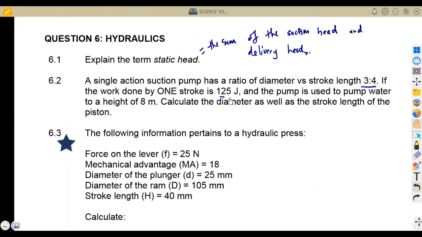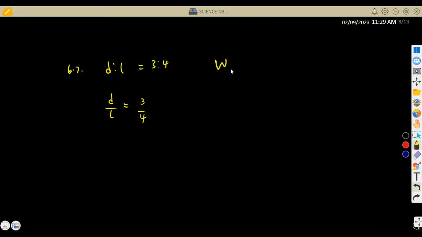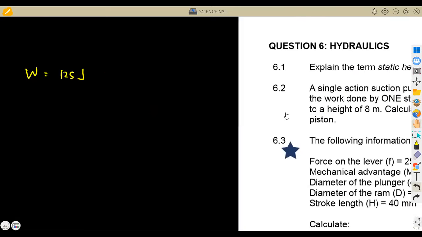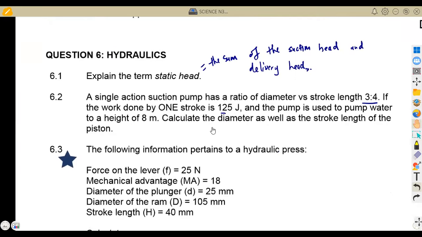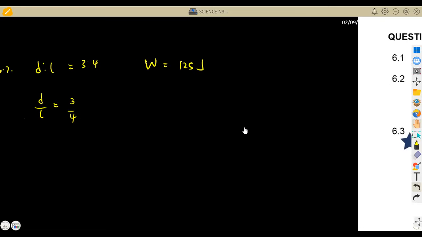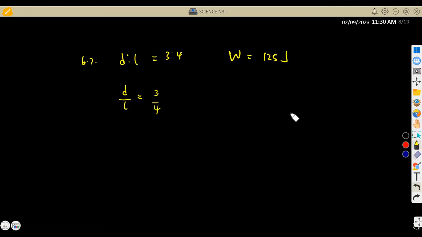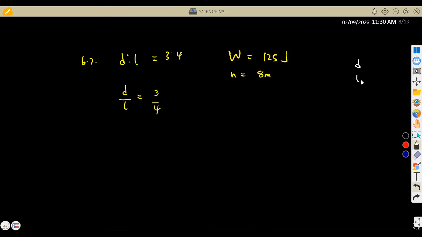We also have the work done by one stroke, which is 125 joules. And we're given that it's used to pump water to a height of 8 meters. So from this question, we are now asked to calculate the equivalent diameter and the equivalent stroke length. We do not know these two.